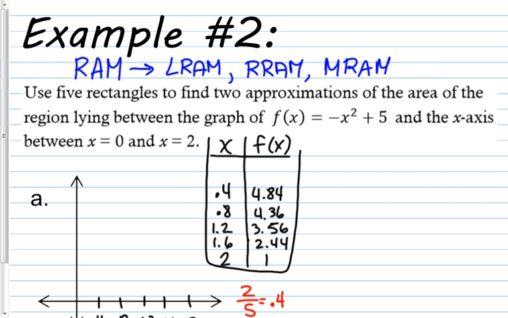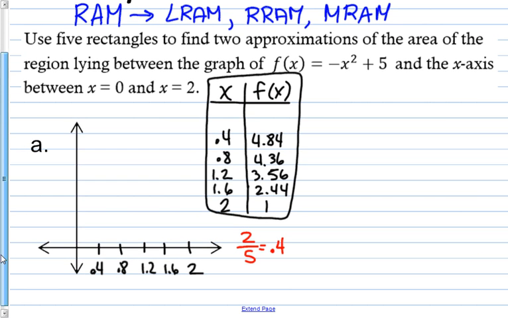So since I'm using LRAM, and these are my 5 intervals, I'm going to have to use the leftmost point. So for the first rectangle, the leftmost point is 0. So I'm going to need 0. And when I plug in 0, I get 5. All right, so I'm going to graph the equation.